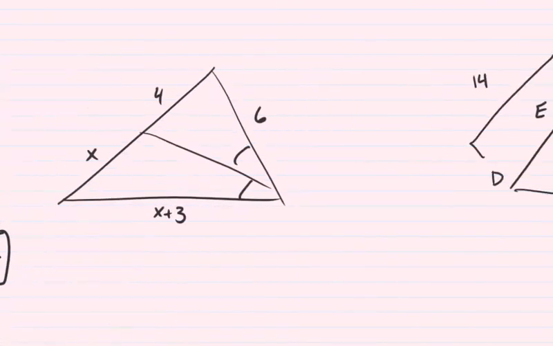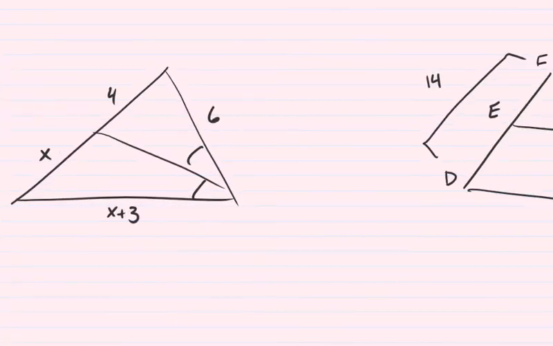Okay, so your next example was something very similar. It just involves a couple more steps. So I can set up a similar proportion. This time I'm going to do 6 over 4 equals x plus 3 over x. So notice how I did this side on bottom, and upper triangle with the upper triangle and lower over lower.